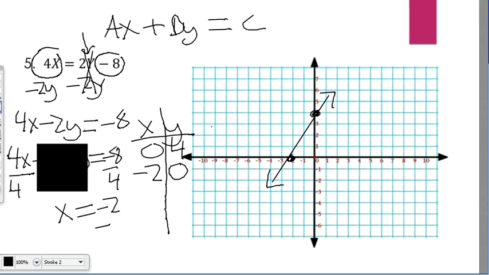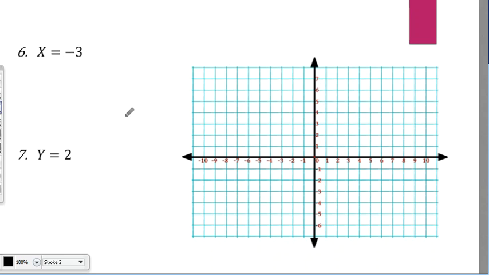Now the next 2 examples deal with a vertical line and a horizontal line. Remember, when you are graphing a line that just has an x, this line is only going to cross through the x-axis. Okay, so if we go to x equals negative 3, that's right here. So our x-intercept is going to be negative 3.